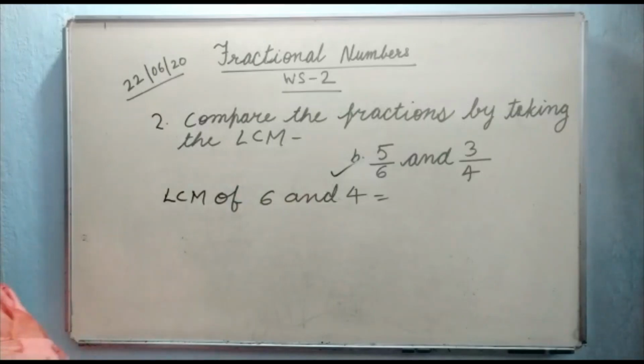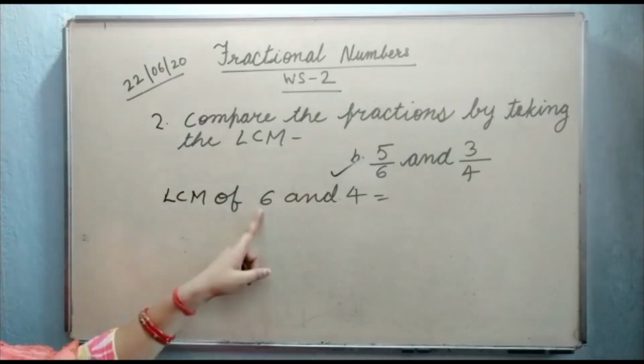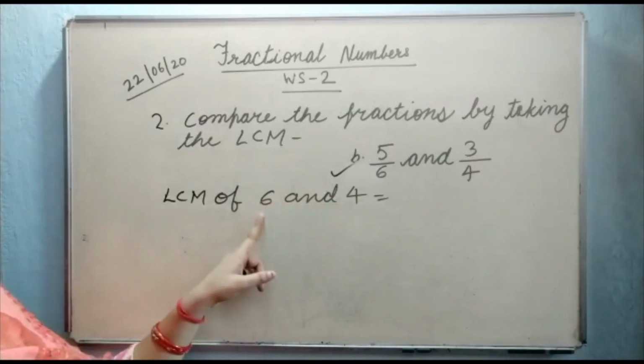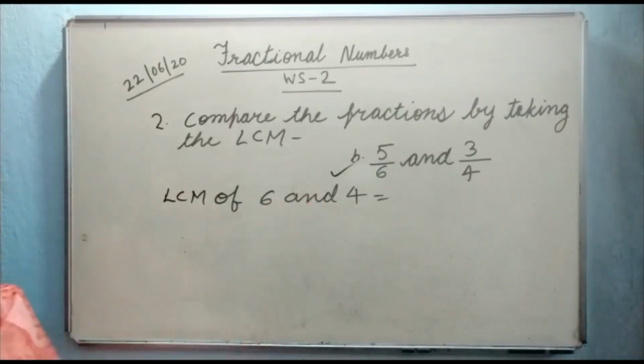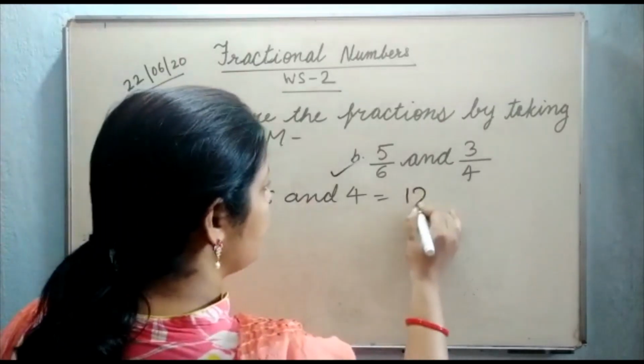6 1s are 6, 6 2s are 12. 6 does not come in the table of 4, but 12 comes in the table of 4. So we stop here. 12 will be the LCM of 6 and 4.